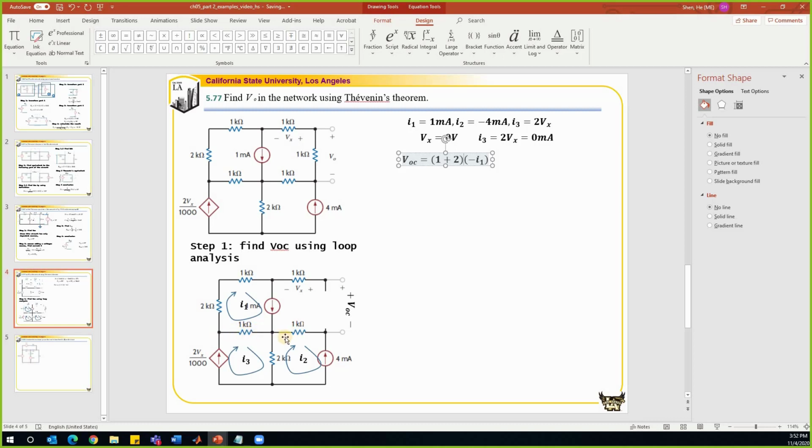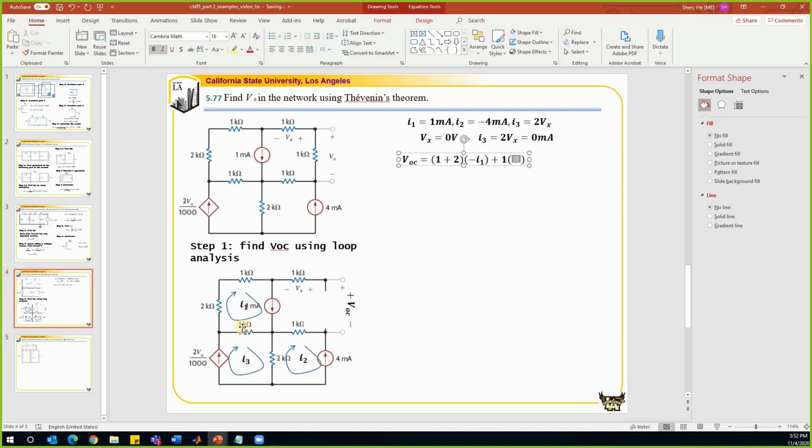Plus the voltage drop on this 1K resistor. The voltage drop on this 1K resistor is equal to 1K times (I3 minus I1). And the voltage drop on this 1K resistor is 1K times the current flowing from the left to the right, which is I2. That gives us negative 8 volts.